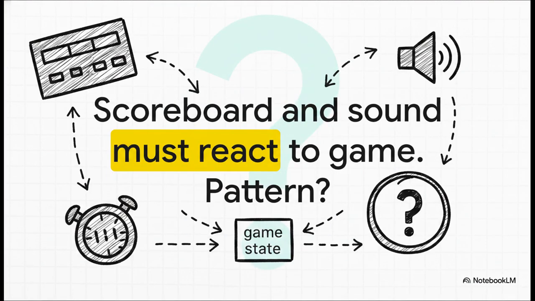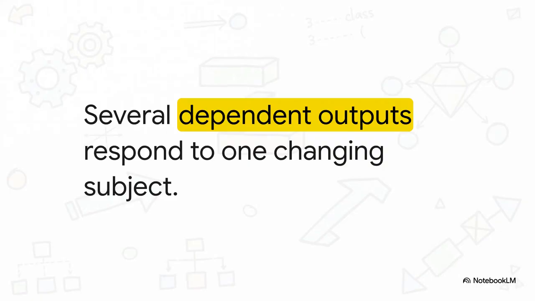Let's try just one more quick challenge. A scoreboard, a timer display, and a sound alert all must react immediately when the central game state changes. Out of the three patterns we talked about, which one is the right tool for this kind of dynamic update problem? Boom! It's the observer pattern. And the reason why is that you have several dependent output objects, the scoreboard, the timer, the sound, and they all need to automatically respond to one changing subject, which in this case is the game state itself. It's the perfect demonstration of that subject to multiple observers flow.